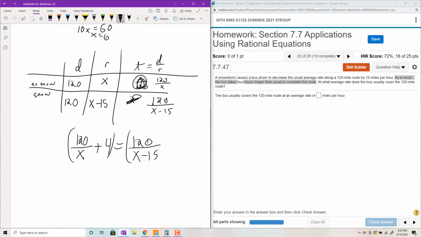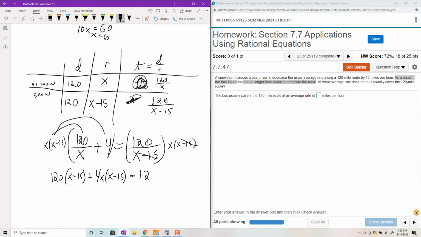Make sure it works. I need to multiply both sides by the LCD. So in this case, it's x times x minus 15. Distributing here on the first term, the x's will cancel, and you're left with 120 times x minus 15. Then these, you'll have plus 4 times x minus 15. No cancellation there. On the right, the x minus 15's cancel, so you get 120x. And so distribute 120x minus 15 times 120.